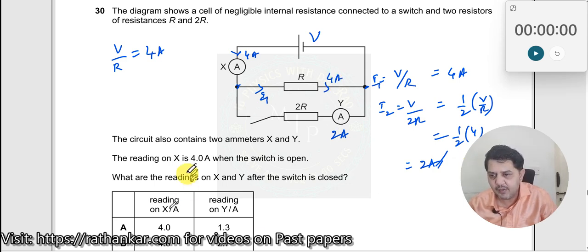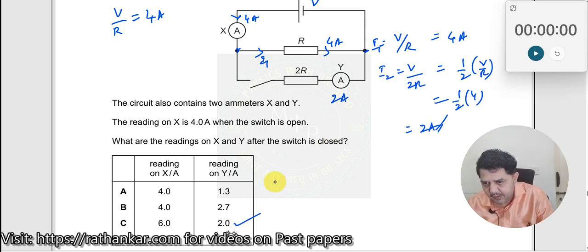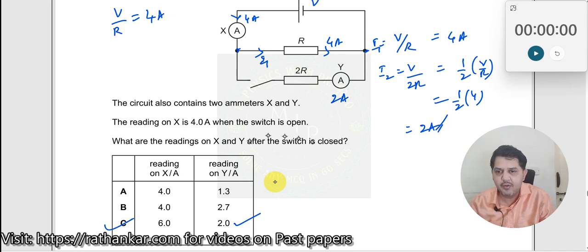What is he asking? What are the readings on X and Y after the switch is closed? After the switch is closed, here it is 2 amperes. That means the ammeter Y will read 2 amperes. There is only one option with 2 amperes. The answer is C.